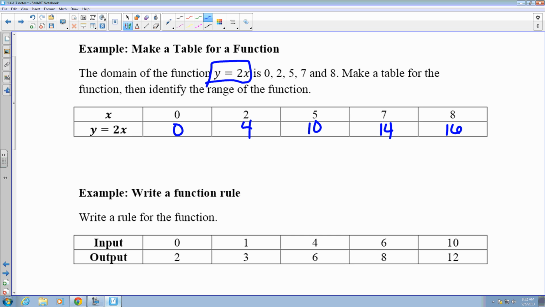We fill out the table, then identify the range. The range is our new blue values. So 0, 4, 10, 14, and 16 is our range.